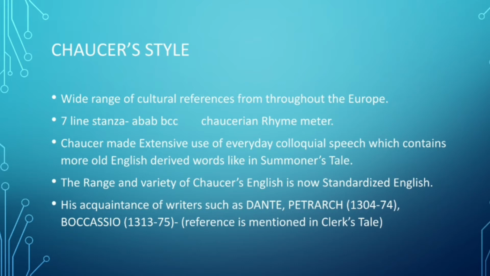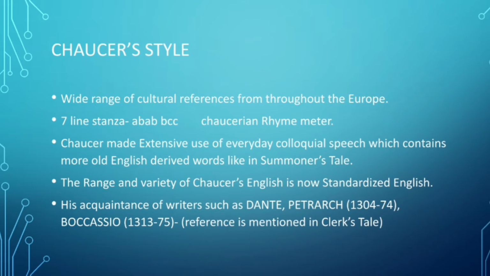Now we are going to learn a little about Chaucer's style before moving on to more of it, that is, who he is and what kind of personality he is. Okay. So his style had a wide range of cultural references from throughout Europe. Then his style of writing was the seven line stanza, which was ABABBCC, also known as Chaucerian rhyme meter. Chaucer made extensive use of everyday colloquial speech, which contains more Old English derived words, like we can see in the Summoner's Tale. In the Summoner's Tale, we can find that he used a lot of common words which were in use at that time. Right? Then the range and variety of Chaucer's English of that time has now become standardized English. So we can understand that his contribution is very important.